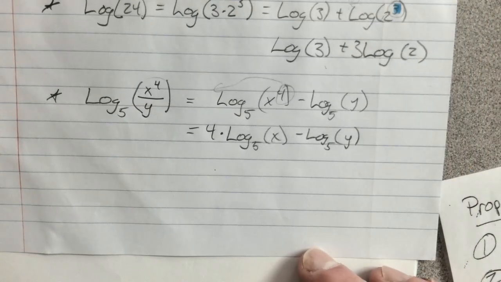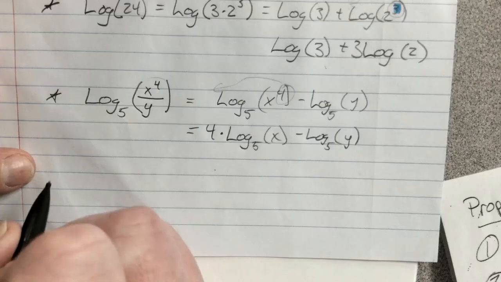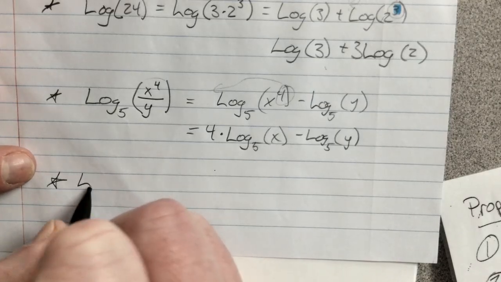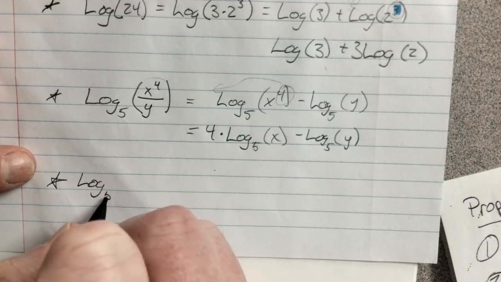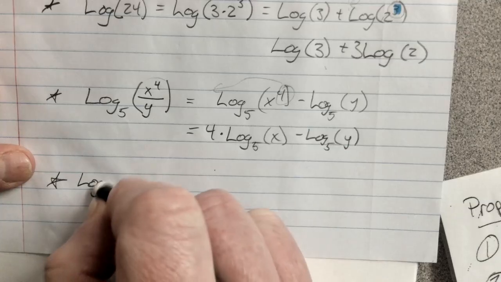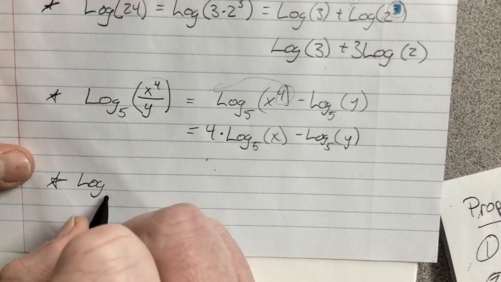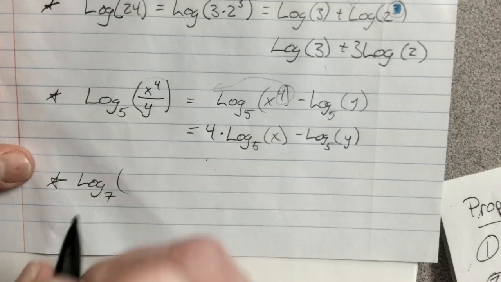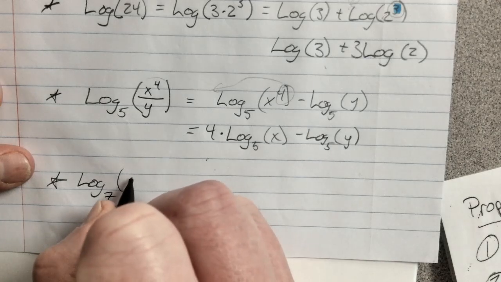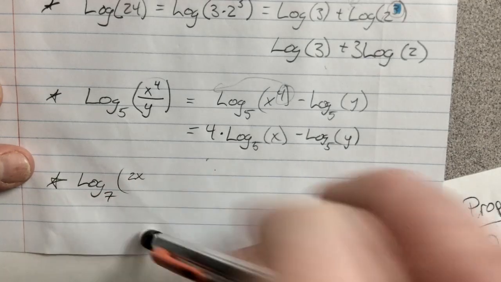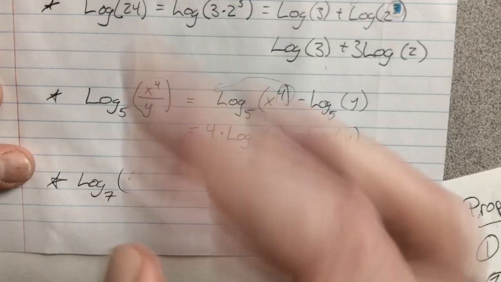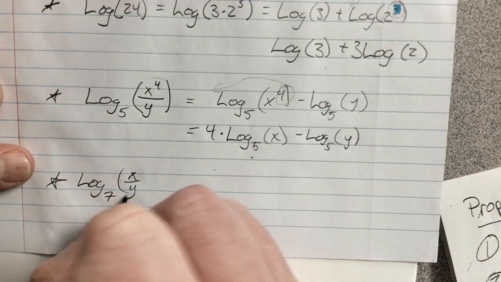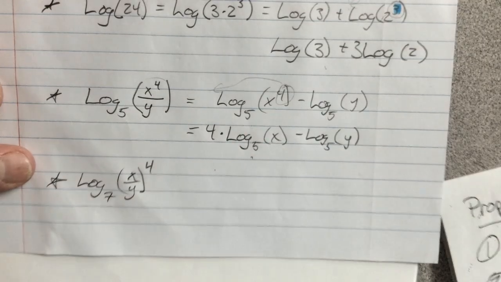That's incredible. All right, while you do that, I'm going to speed run another one and talk about the differences. Let's go with log base 7. Okay, I already did 3. Let's just go with an x over y, but raise that to the fourth.